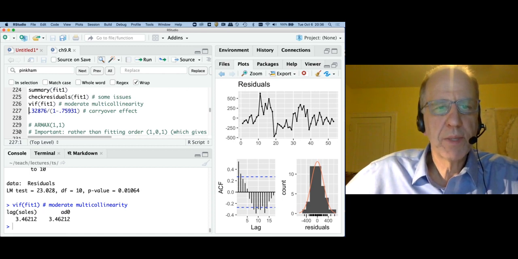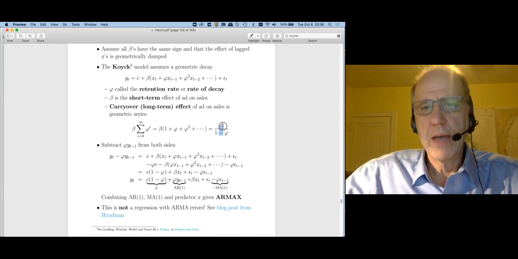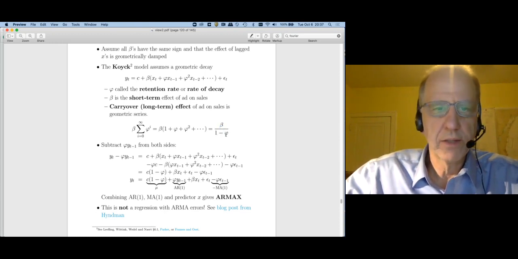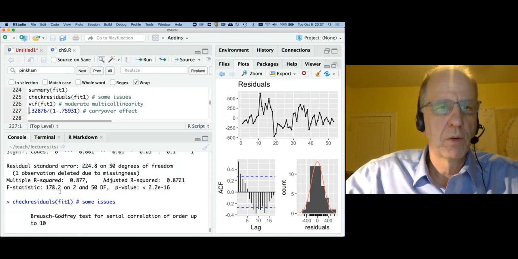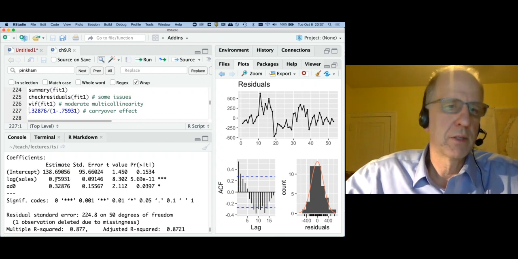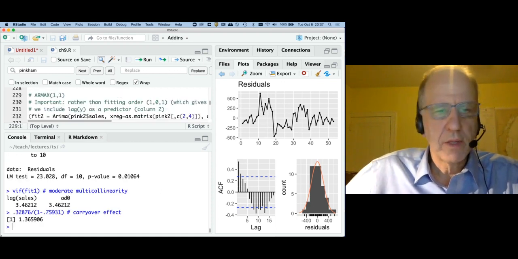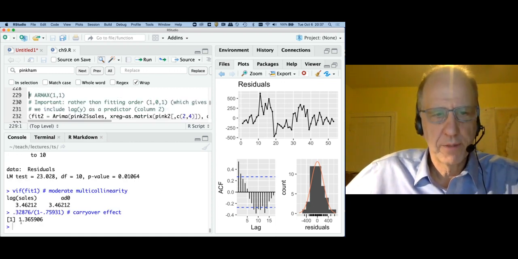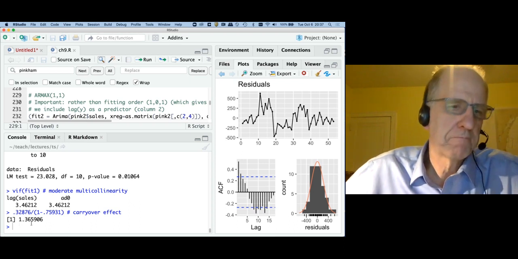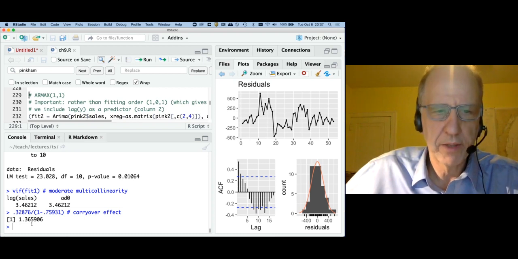Well, let's go estimate the carryover effect. So the carryover effect is going to be the advertising effect divided by 1 minus the lag sales effect. So if we go look at this, the advertising effect is 0.32 something or other. The sales effect is 0.75. So let's just go see what we have. The carryover effect is about 1.37. So let's just remember that.